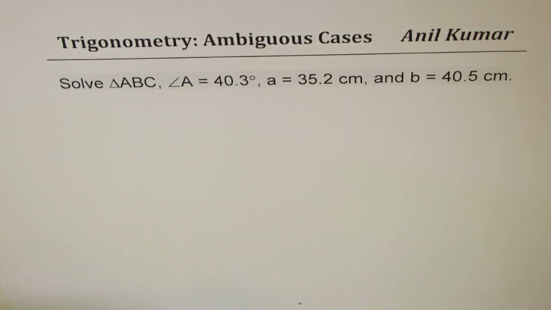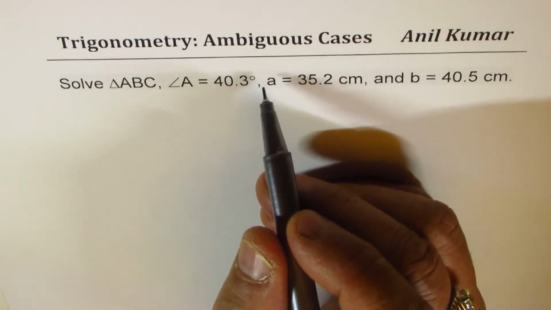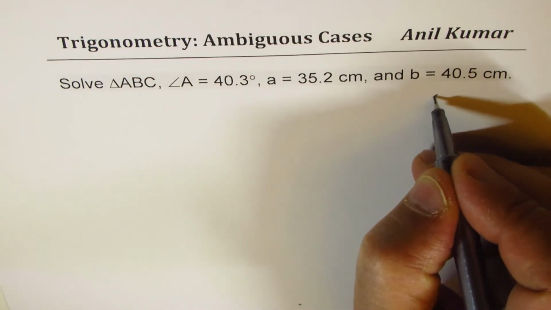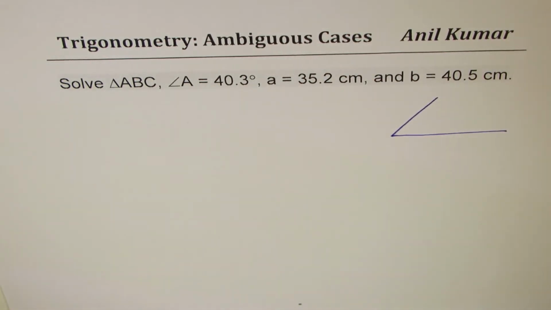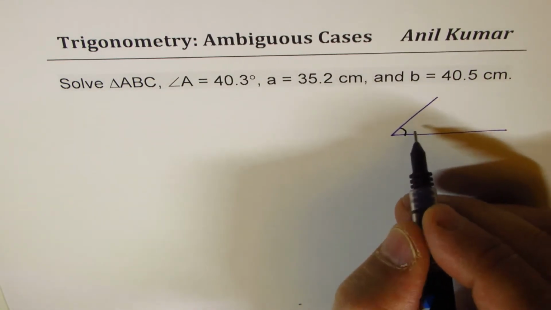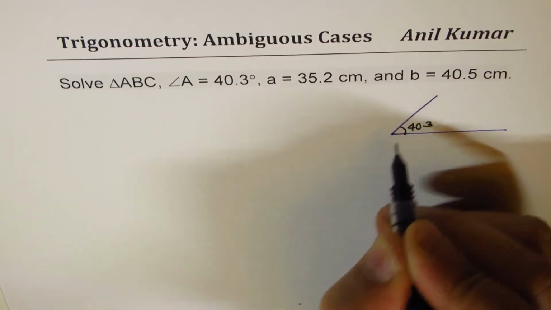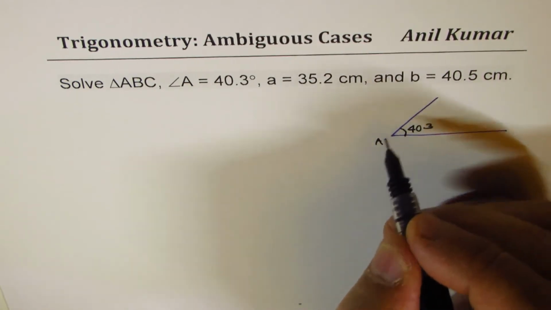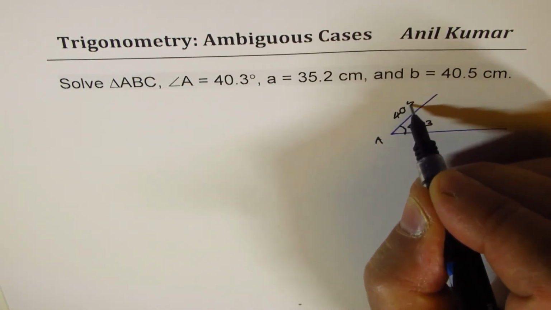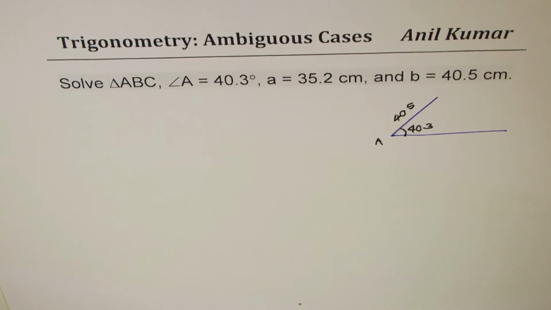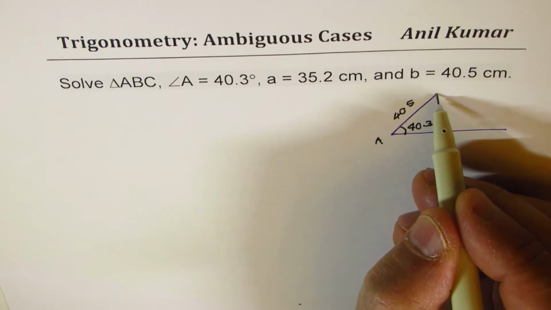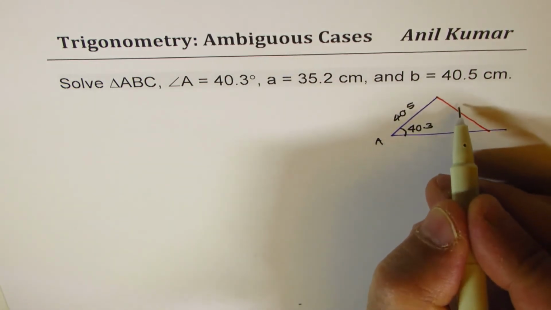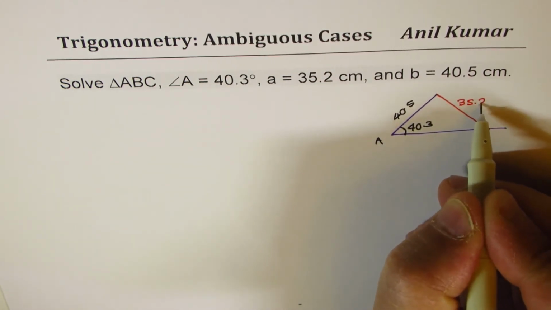So let us figure out whether we do have a special case here with two triangles or not. So let's sketch a triangle first. Let's say that's the triangle where angle A is 40.3 and the side b is 40.5. Now we are looking for the third side to be 35.2, let's say kind of like this, which is 35.2 for us, right?